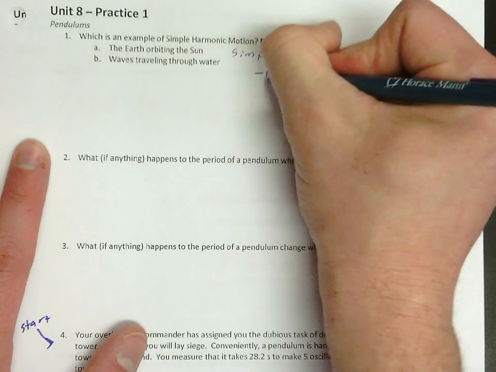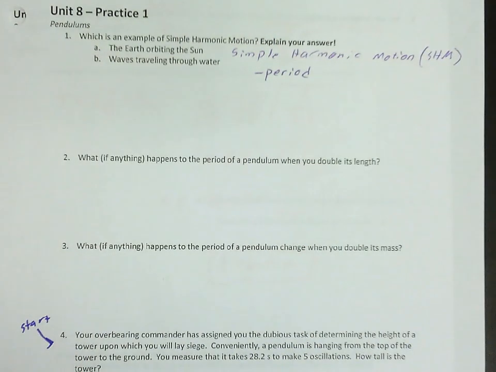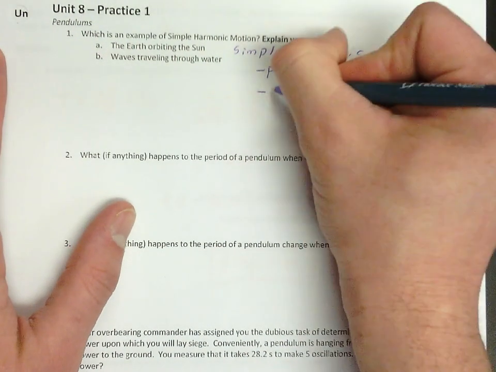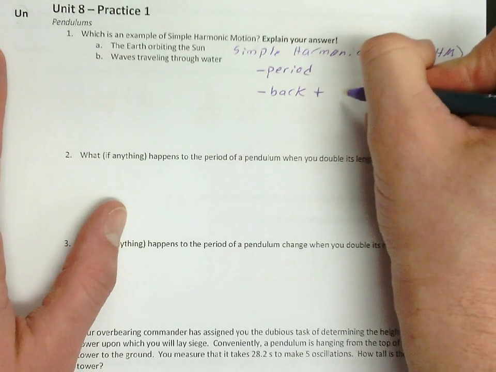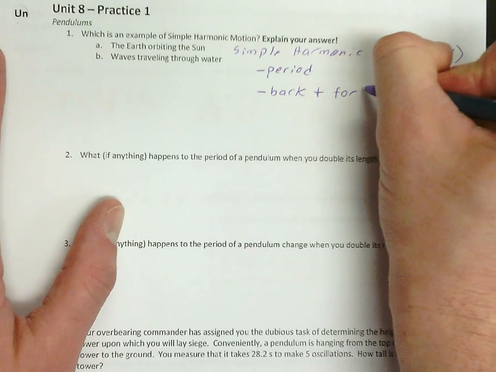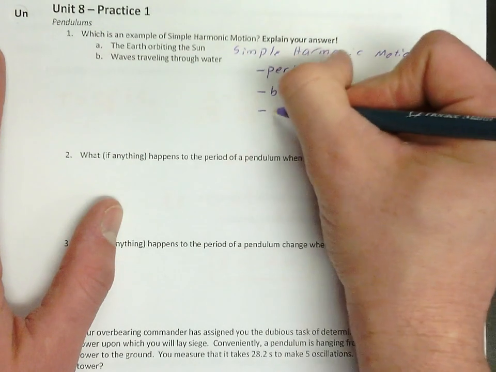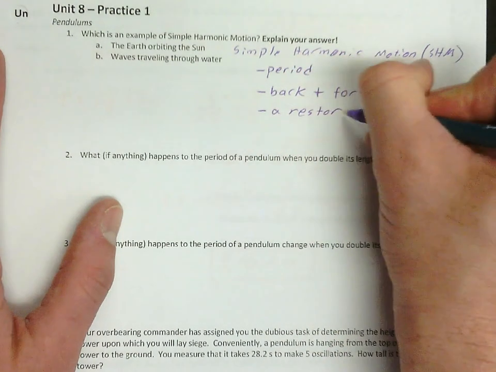It has to be periodic, which means it takes the same amount of time to do the same thing every time. It has to be back and forth motion, which means it has to go back and forth between two positions, or up and down, or side to side, or however you want to phrase it. And then it needs to have a restoring force to bring it back to equilibrium.